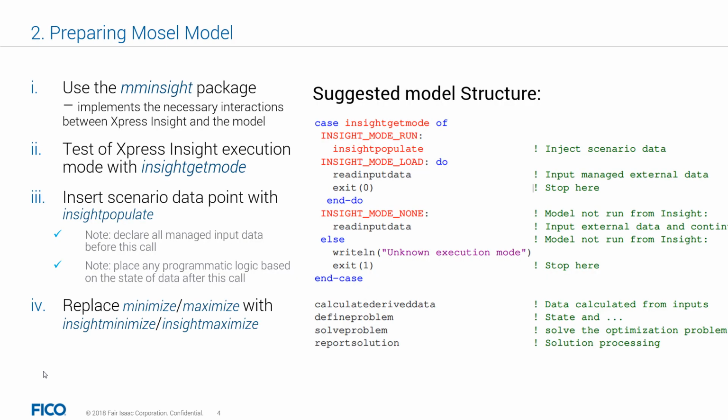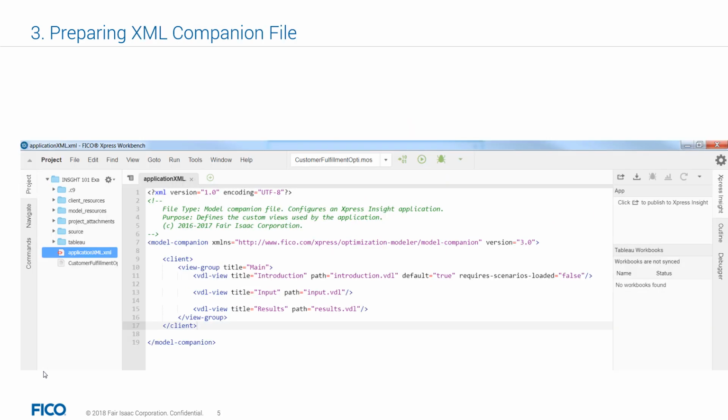Preparing your Mosel model, and this will be the subject of one of our videos later. The first step to do is using the Insight package. The second will be adding the Insight get mode, as suggested in the model structure you see on the right side of the screen. And the third will be inserting scenario data with Insight populate, which would inject scenario data from the user interface where you might have changed it. And finally, you would need to replace minimize and maximize with Insight minimize and Insight maximize respectively.